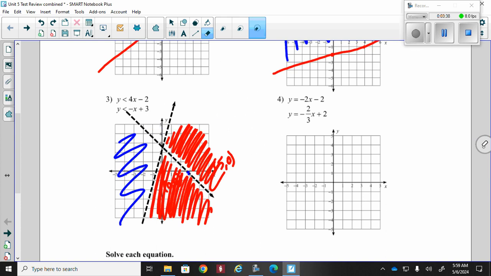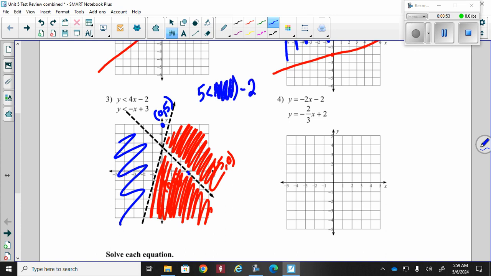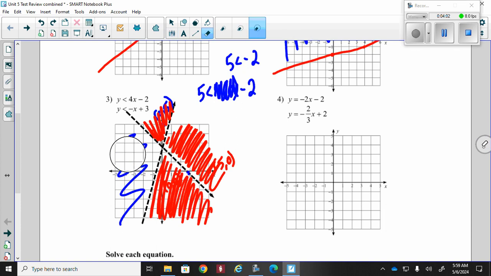Let's try this little piece way up here. I'm going to choose this point right here, which is 0, 5. Is 5 less than 4 times 0 minus 2? Well, that will zero out. 5 is less than negative 2. Well, no, that's false. So by process of elimination, it should be this last section.